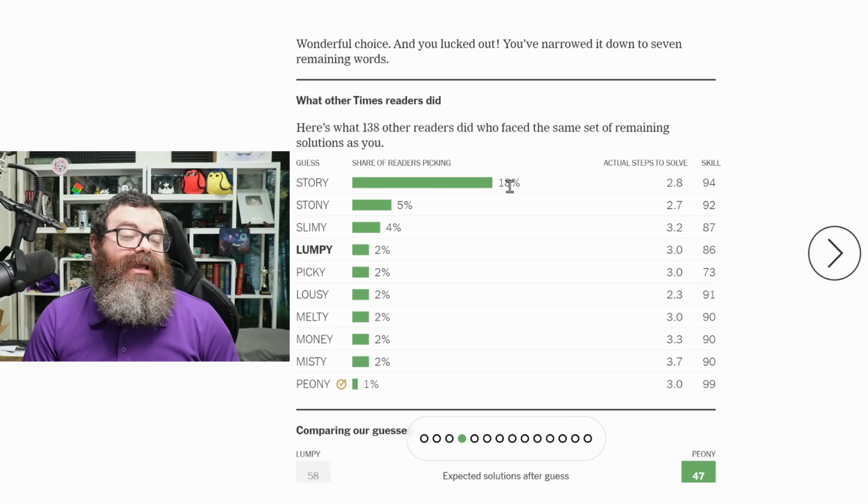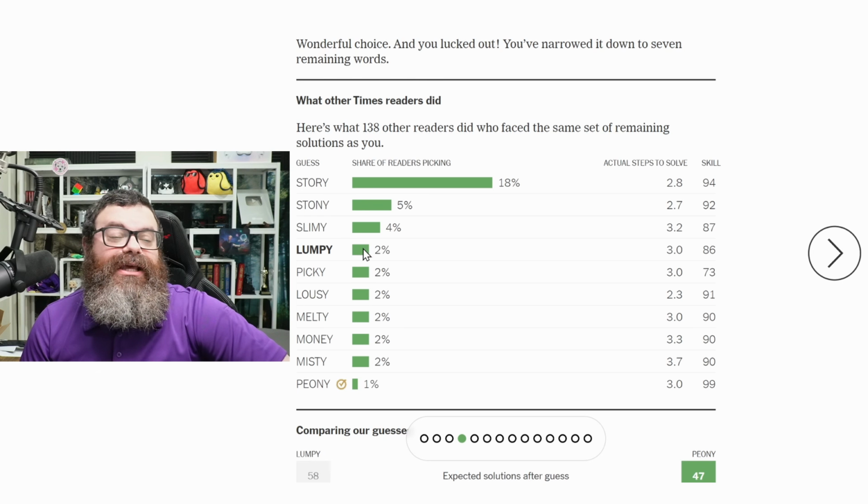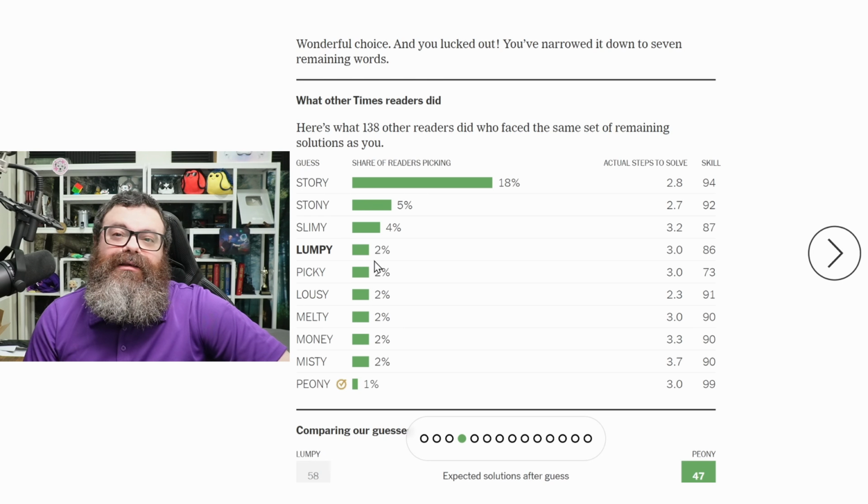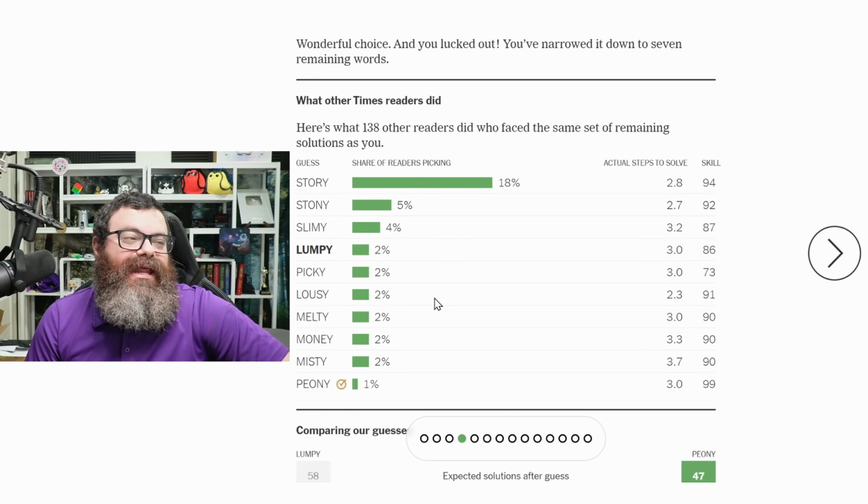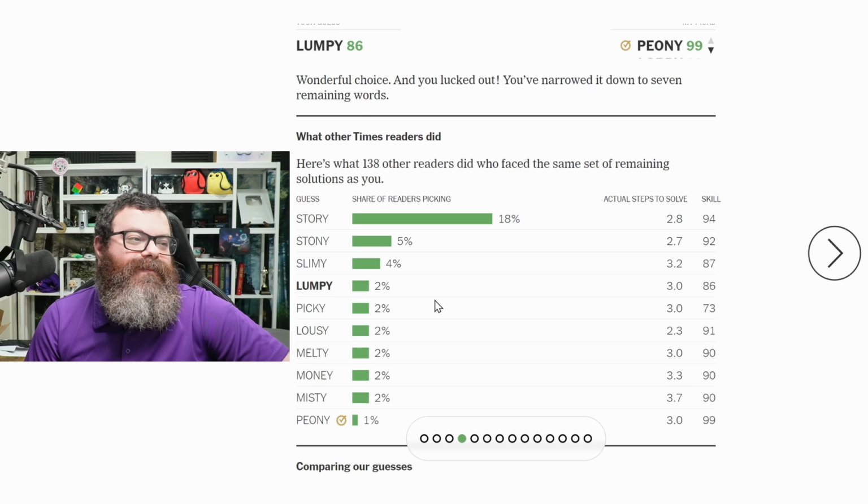Most people did story as the follow-up. Story, stony, slimy. I'm not the only one who did lumpy. Picky, lousy, melty, money, misty. So I completely understand going for story, stony. You're just going for the common letters, which probably works out fine. But always good to think about the traps and what you might actually get trapped into, and see if you can anticipate what are the letters that are going to be most important for the nastiest traps that I might end up in. And you may or may not make the right decision there.